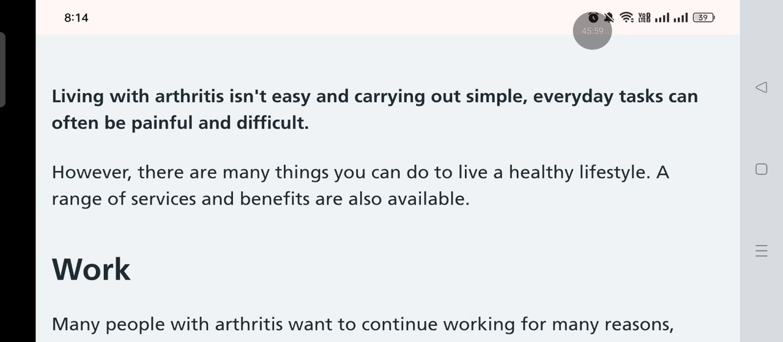Living with arthritis isn't easy, and carrying out simple everyday tasks can often be painful and difficult. However, there are many things you can do to live a healthy lifestyle. A range of services and benefits are also available.